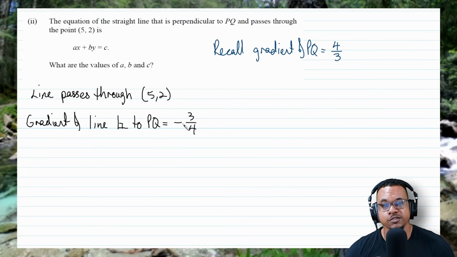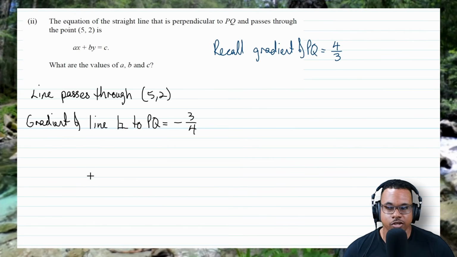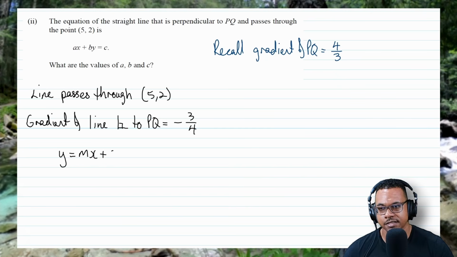So now we have the two things we need to find the equation of the line. We're going to write the form for the equation of a straight line, which is y equals mx plus c. This will be our x and this will be our y, that's the point the line is passing through. So our y is 2. Our m, our gradient, will be negative 3/4. And our x, which is being multiplied by m, is this x here, which is 5, plus c.